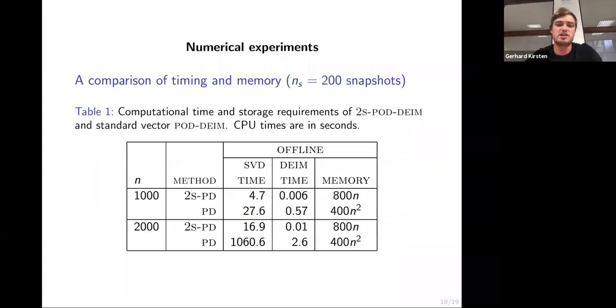And just quickly to show a time comparison to the standard vectorization method, which we indicate by POD, and ours is two-sided POD. We consider two sizes of the matrices, or number of discretization nodes in each direction, 1,000 and 2,000. To get the SVD to determine the basis, the timings are still comparable for n equal to 1,000, but as soon as you start going larger, you see the big advantage in terms of computational time to get the basis. And if you look at memory as well, we store 800 vectors of length n, so of length 2,000, where vectorization would require storing about 400 vectors of length 4 million. So there you see the advantage in terms of memory as well.